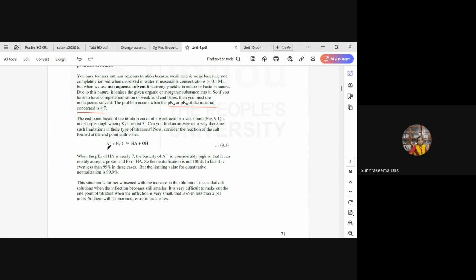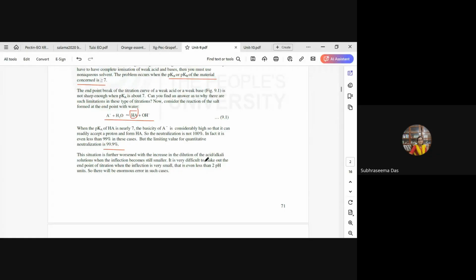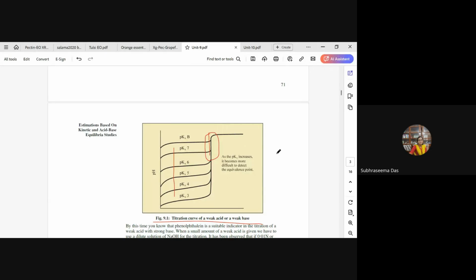For example, let us consider the reaction in equation 9.1, that is A minus plus H2O forming HA plus OH minus. When the pKa of this HA is high, the basicity of A minus is considerably high. So it can readily accept a proton and form HA. The neutralization here is not 99%, it is less than 99%. Even if it is 99.9%, then we can know the value. But with the increase in the dilution of the acid or alkali, the inflection becomes smaller, even less than 2 pH units, and the calculation becomes very difficult.